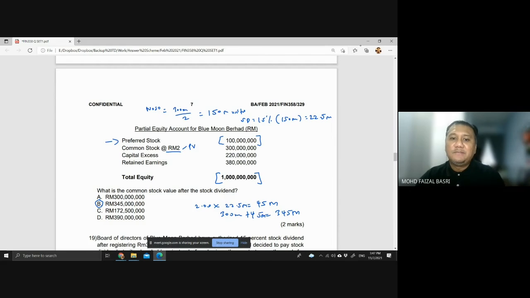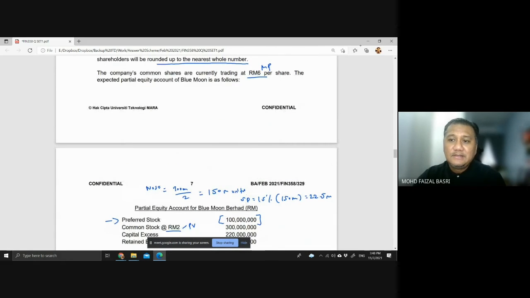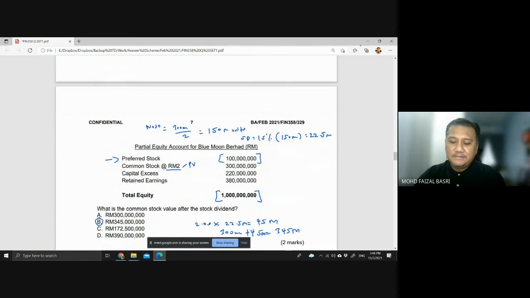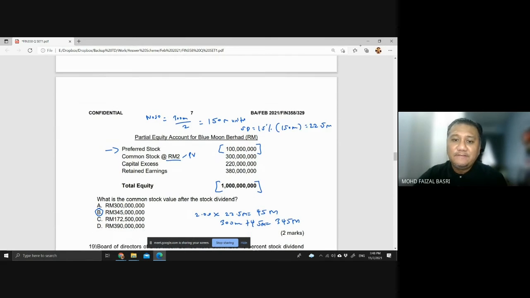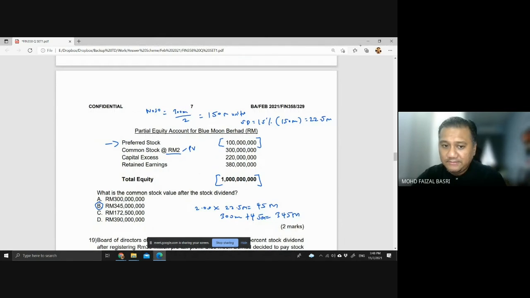Okay, so sepatutnya sebab soalan dia tak sequence, dia tanya common stock dulu, tapi sepatutnya kita take out money from retain earning. Retain earning ni kita akan gunakan harga RM6 of the market price. Okay, so maknanya 22.5 darab 6. 22.5 darab 6 million is 135. So 135 akan di withdraw from this value.